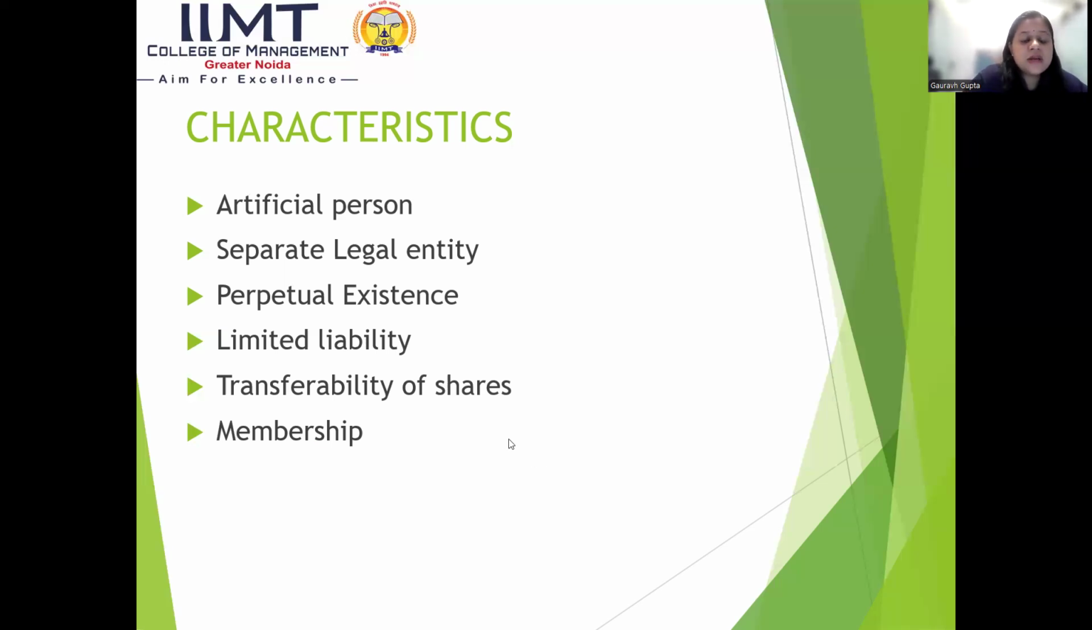Transferability of shares. Shares can be easily transferred from one person to another. Next, membership. In case of public limited company, minimum 7 and maximum unlimited membership. In case of private limited company, minimum 2 and maximum 200.